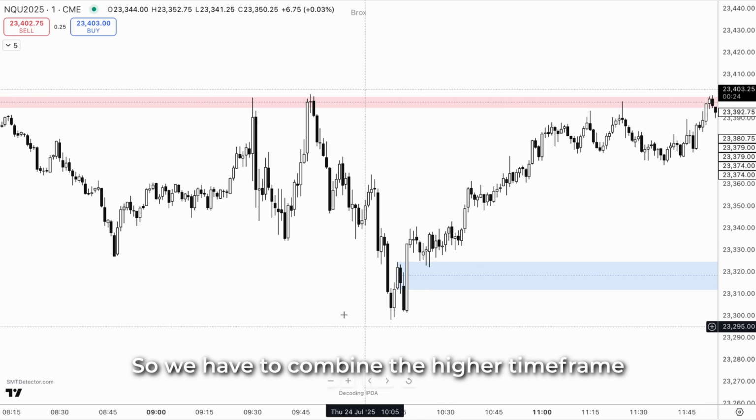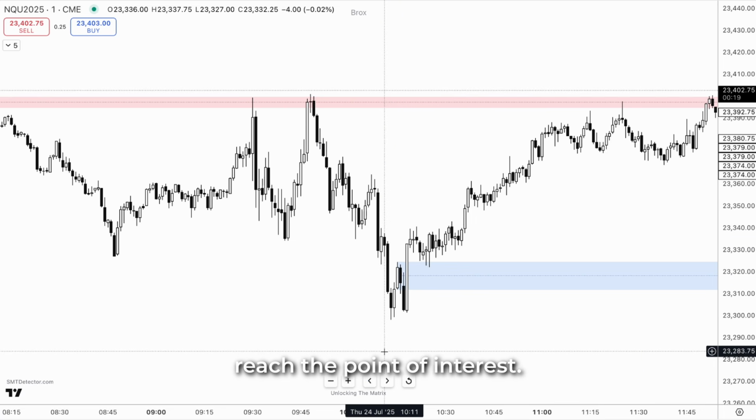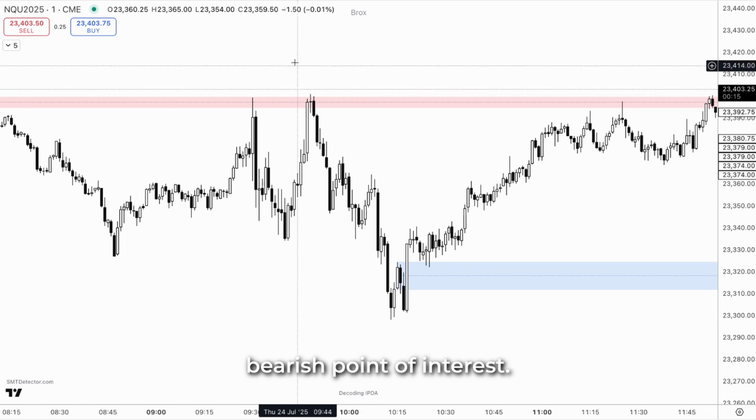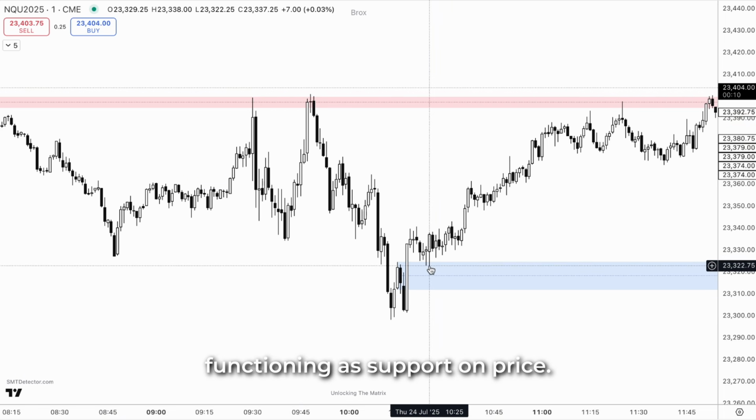So we have to combine the higher time frame by waiting for price to reach the point of interest. It's then going to start forming the bullish PD arrays, or bearish if it was a bearish point of interest. And these PD arrays should now start functioning as support on price.